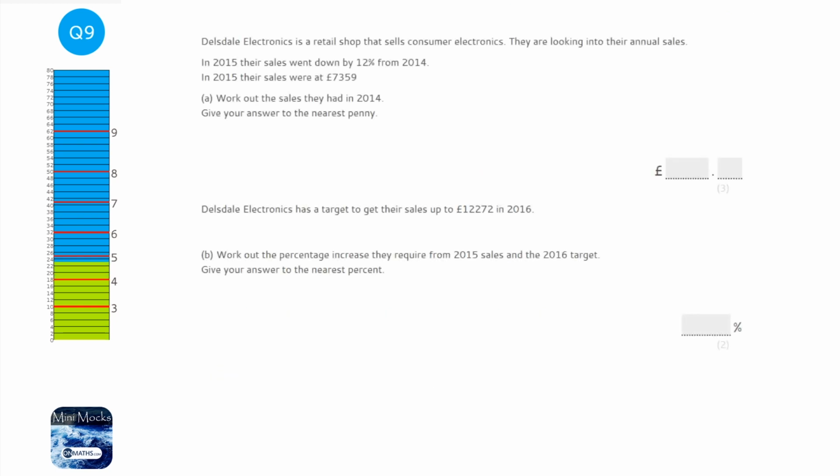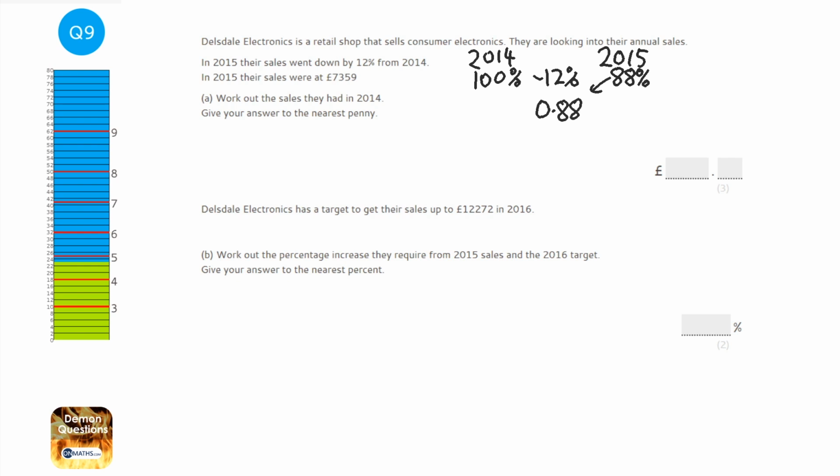Okay, so question A is about reverse percentages. So in 2014 and 2015, well, let's have a look. So the sales went down between the two. So if we start off with 100% and they went down 12%, what are we left with? Well, we're left with 88%. Now, as a multiplier, and this is the best way of doing this, 88% divided by 100, make it a decimal, is 0.88. Now that number, 0.88, is what we times the 2014 sales by to get 2015. But in this question, we're given the 2015 sales, so we're given this one here.